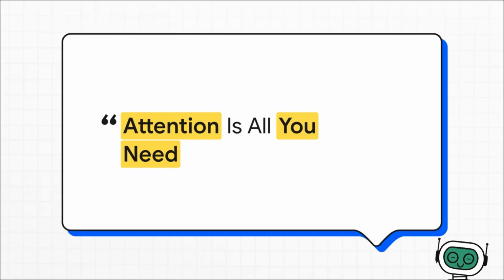This all came to a head in 2017 with a truly game-changing paper from a team at Google. And the title said it all. It was a really bold claim: Attention is all you need. Their big idea was to completely throw out the old recurrent system and just use attention. And honestly, that one move completely changed the future of AI.